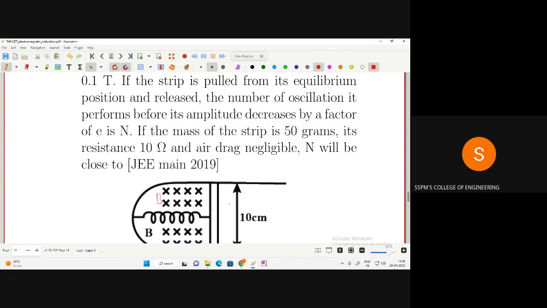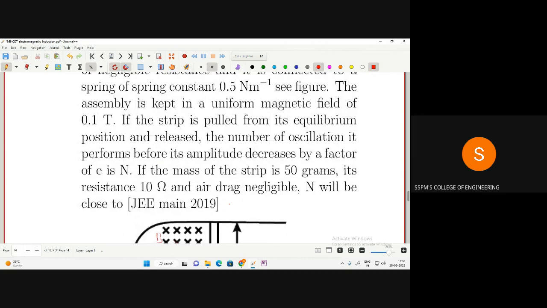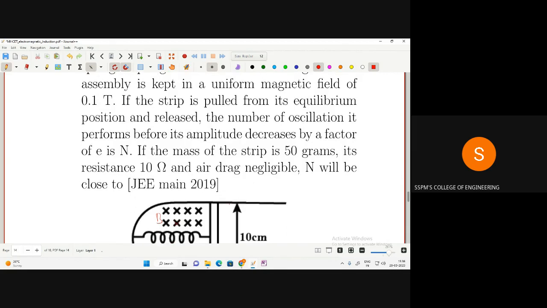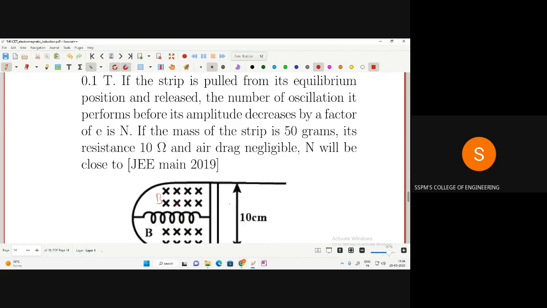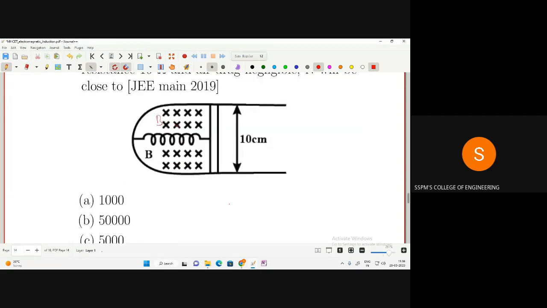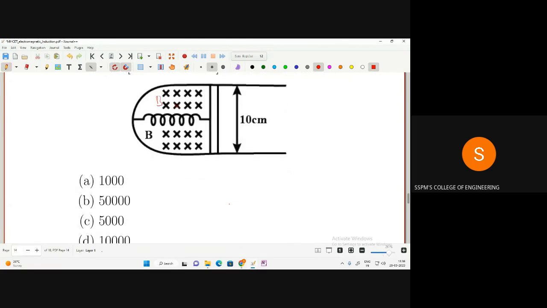आणखी काय दिलंय बघा. द मॅग्नेटिक फ्लक्स गिवन 0.1 T and if the strip is pulled from its equilibrium position and released, the number of oscillations it performed before the amplitude decreases by factor e is n. If the mass of the strip is 50 gram and resistance is 10 ohm, then n will be? n म्हणजे number of oscillation find out करायचं तुम्हाला. तर पहिला काय find out करायचं, time period find out करायचं of the oscillation.